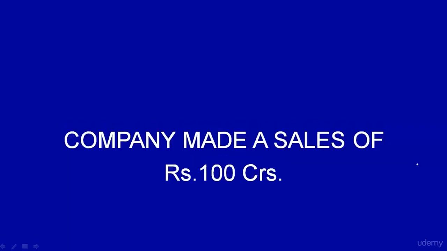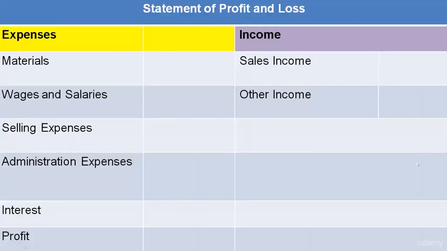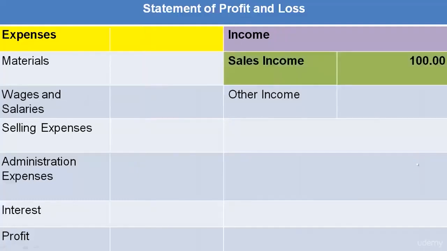And here we are going to follow the common sense or the logic behind preparing the financial statements and not the detailed rules. So let's look at some transactions and we'll see how the financial statements can be prepared. Just have a look. Company made a sales of rupees 100 crore. Making sales, is it an income or expense? Sales is an income, so this should appear on the income side of the profit and loss statement. So here we have expenses on the left, income on the right. Sales income should appear on the right side. So sales income, it's 100.